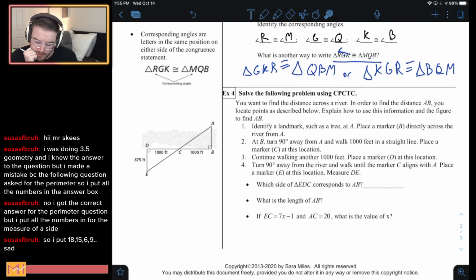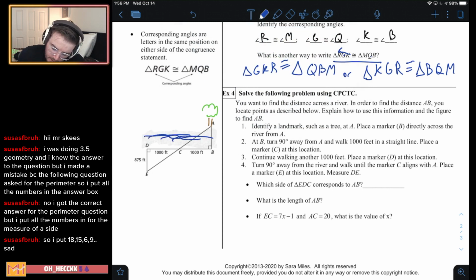You want to find the distance across a river. In order to find the distance AB, you locate points as described below. Explain how to use this information and the figure to find AB. So identify a landmark such as a tree at A. All right, here's my tree. At A, place a marker B directly across the river from A. So this is apparently a river. And here's my marker at B.